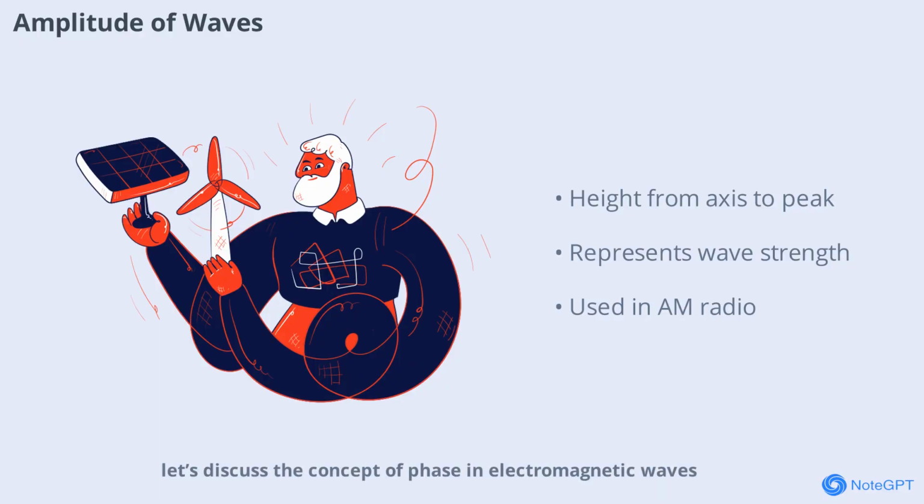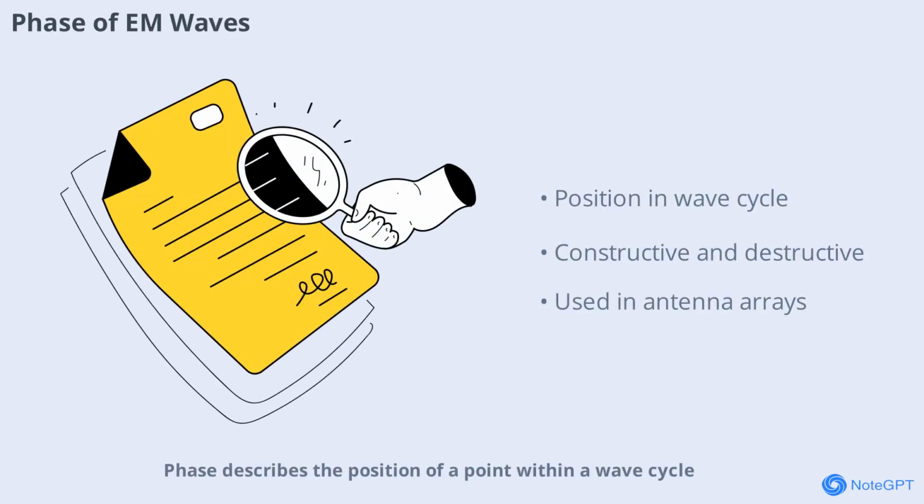Next, let's discuss the concept of phase in electromagnetic waves. Phase describes the position of a point within a wave cycle. When two waves have the same phase, their peaks and troughs align, leading to constructive interference. If they are out of phase, they can cancel each other out. Phase is important in technologies like phased array antennas, which use multiple signals to steer beams of electromagnetic waves. By controlling phase, engineers can enhance signal strength and direction.